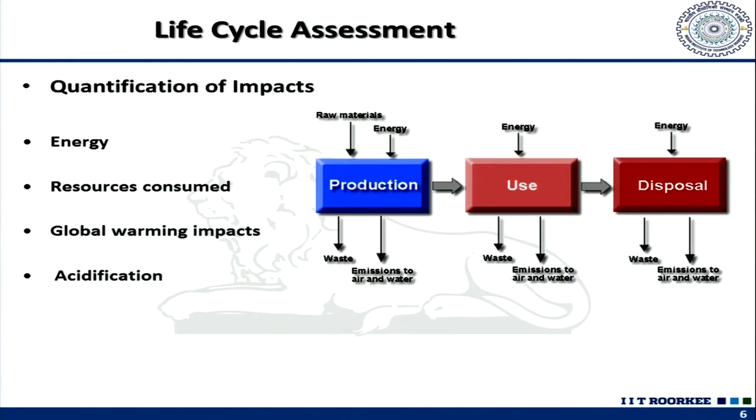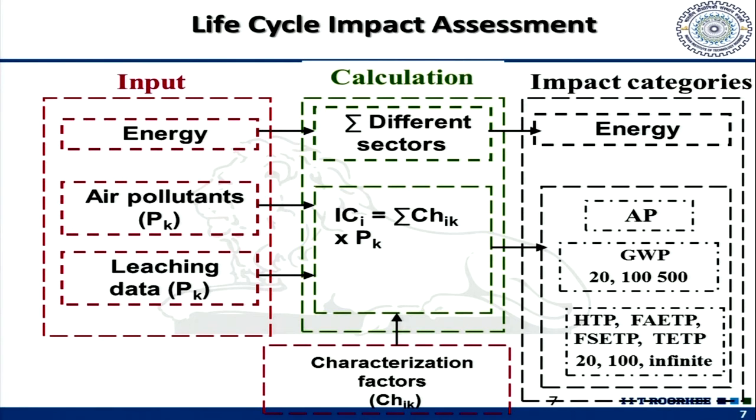Now the next slide shows to some extent how you do that. You have an input of those data, and then you agglomerate them through characterization factors. That is, the impact factors basically. Those characterization factors are the impact factors, and then you come into different impact categories depending upon which impact factors you are using.